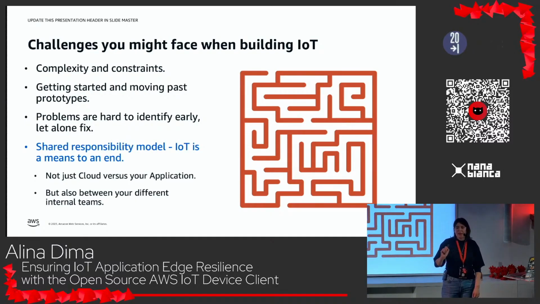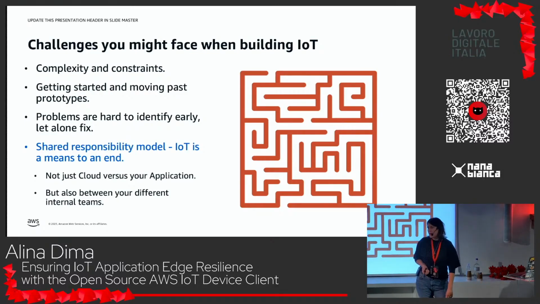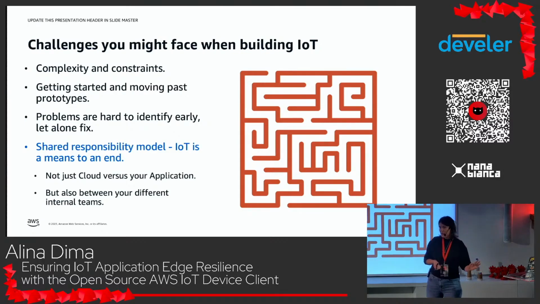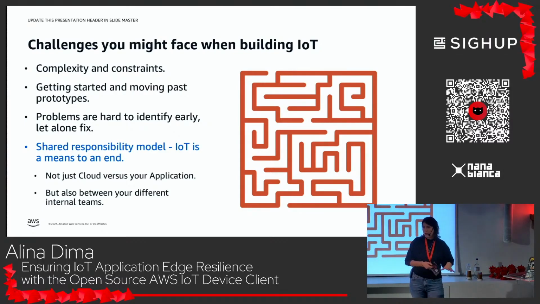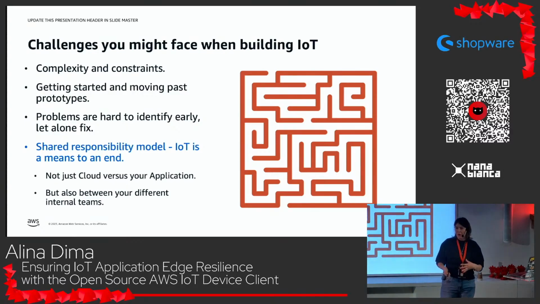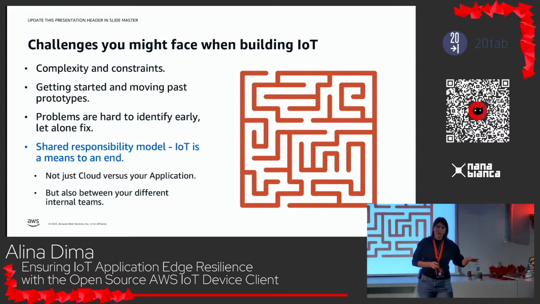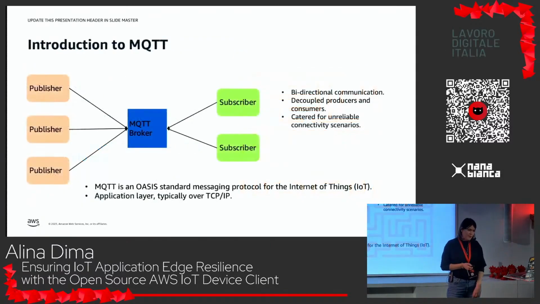Of course, if you're using the cloud, you've got a shared responsibility model, right? You, as an application developer, are responsible for what your application does. So are you following best practices in terms of security? Are you following reliability and operational best practices? And of course, the cloud provider is also responsible for the security of the cloud as well. But there is a shared responsibility model between the different teams. So who is responsible for what? Where are the interfaces? How does the communication work?